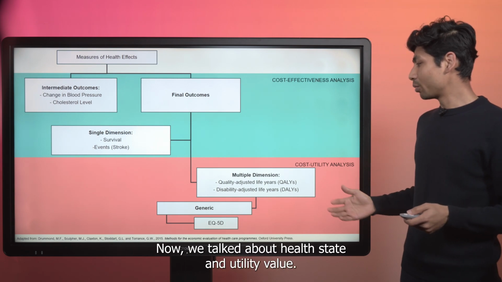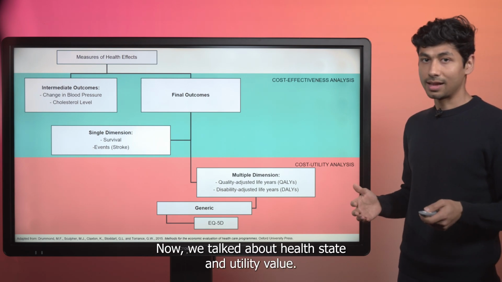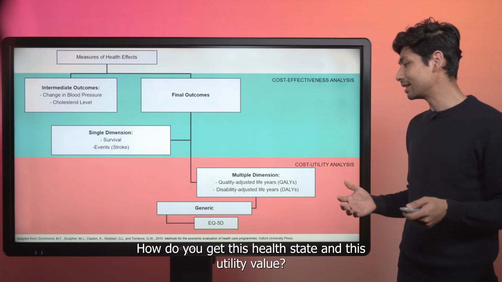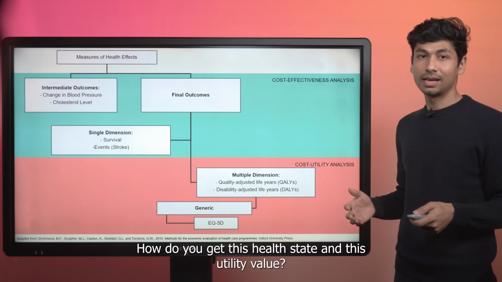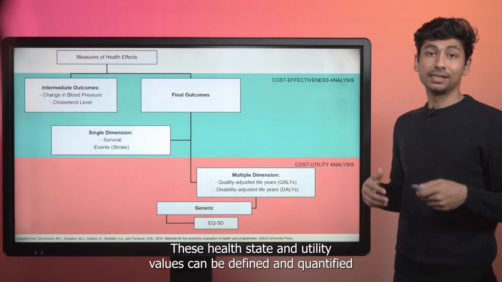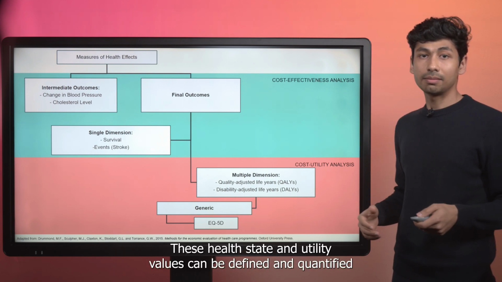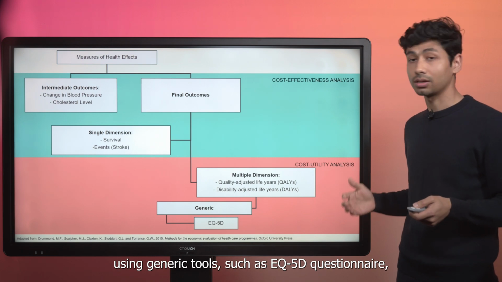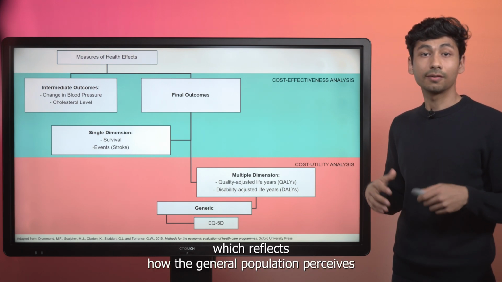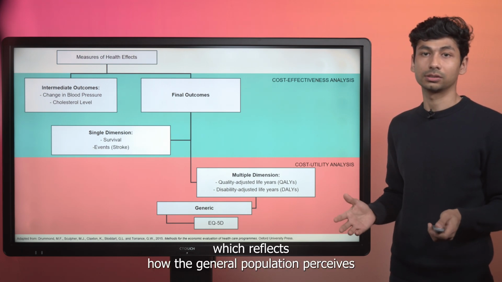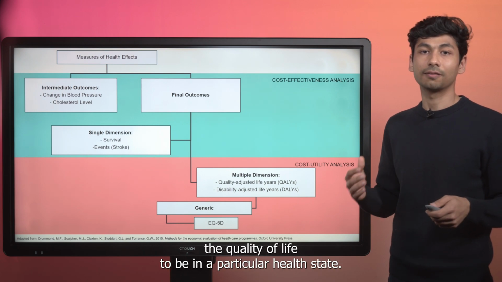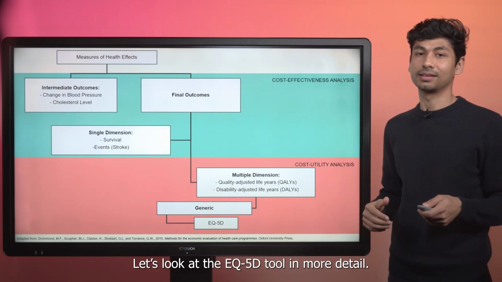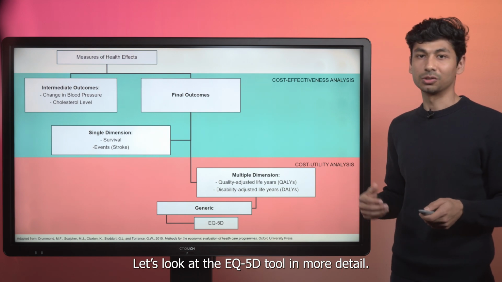Now we talked about health state and utility value, but how do you derive this? How do you get this health state and this utility value? These health state and utility values can be defined and quantified using generic tools such as EQ5D questionnaire, which reflects how the general population perceives the quality of life to be in a particular health state. Let's look at the EQ5D tool in more detail.